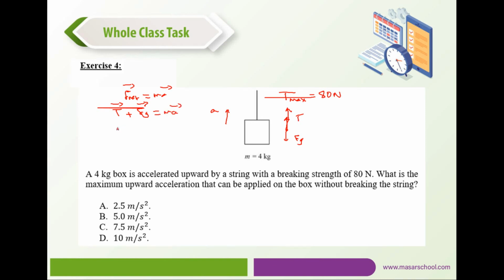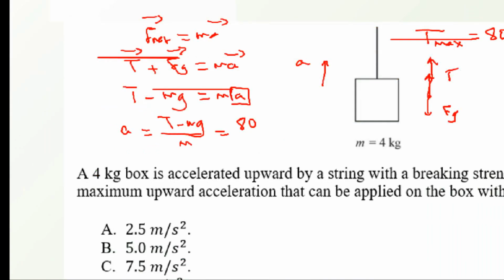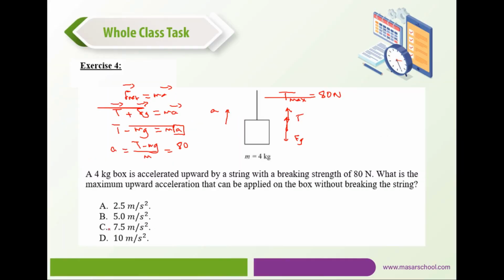F net is ma, so we have the tension and the pull of gravity. Positive is up, then that would be T minus mg is ma, and we're searching for the expression of a. Then a would be given by (T minus mg) divided by m. The tension is 80, the mass is 4. Let me take g to be 10: 80 minus 4 multiplied by 10, divided by 4. That would be 40 over 4, which is basically 10 meters per second squared. So the correct answer in this case is D.